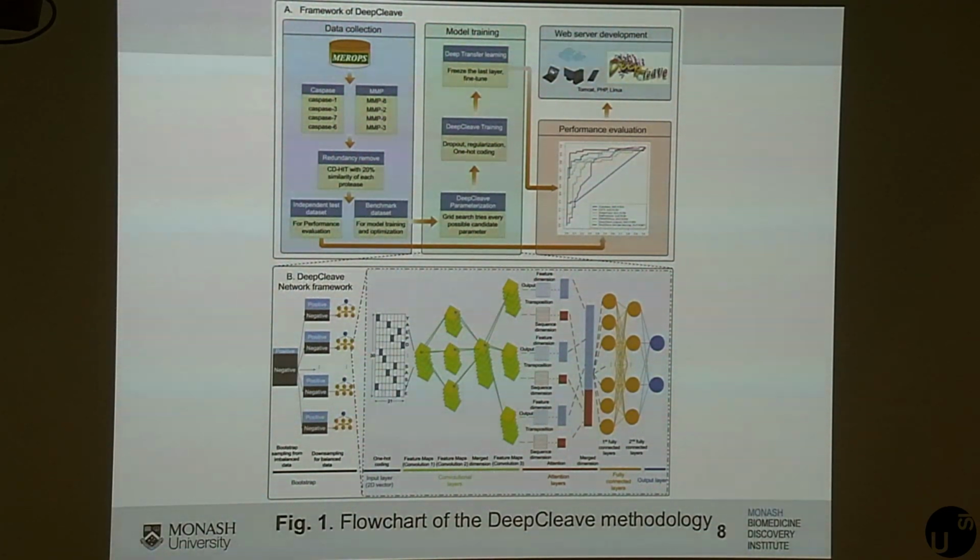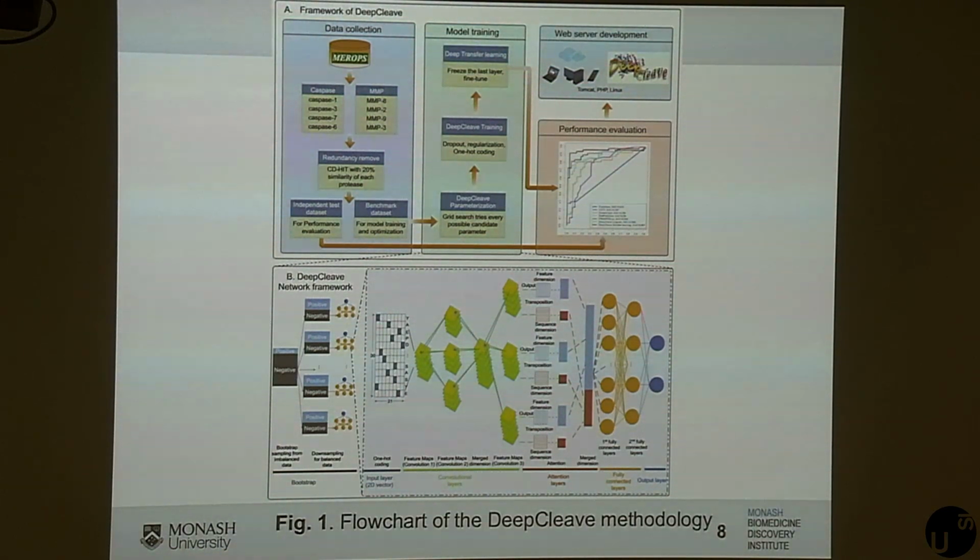The detailed network architecture of DeepCleave is reflected in this panel. We start with a very simple encoding scheme, one-hot encoding, then use a number of different convolutional layers. In this process, the deep learning algorithm can learn better representations for separating the positive samples and negative samples.